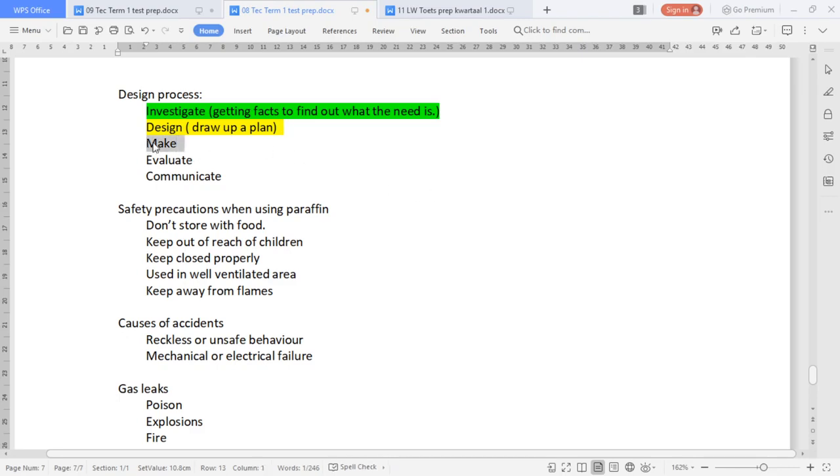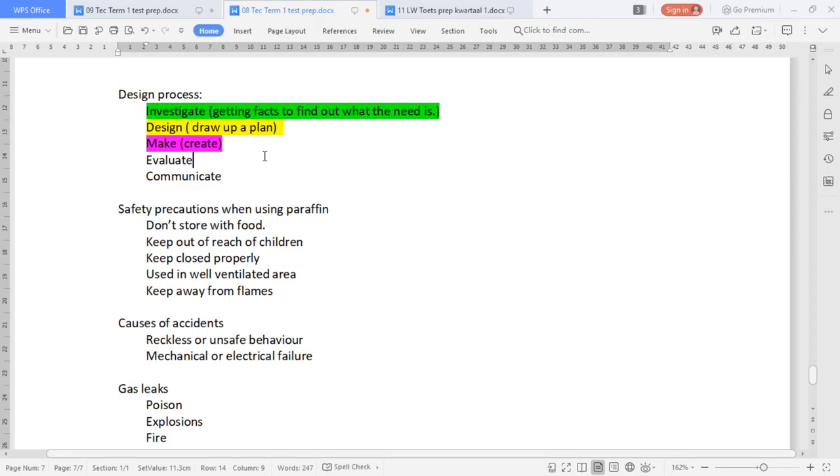Now, the next step is making it. So we need to create the thing that we were going to create in the first place. So we sew the dress, we cut the material, and we put it all together. We draw the painting, the mural. We make a house. Whatever kind of process we want, what we wanted to do, now we're creating it.